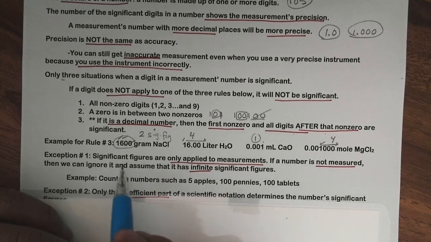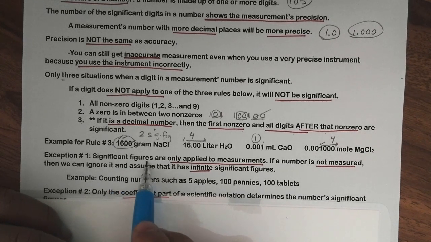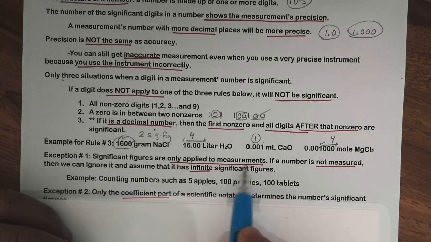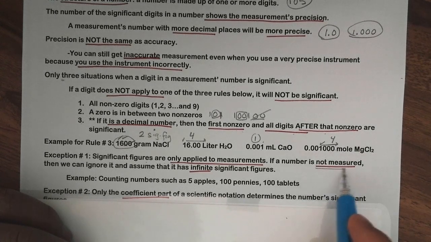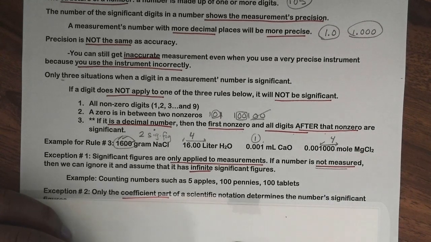The first exception is that significant figures only apply to measurements. That is, we use an instrument to get a number. If a number is not measured, then we can ignore it. That means we don't care about the significant digits in that number, so we can assume that it has an infinite number of significant digits.